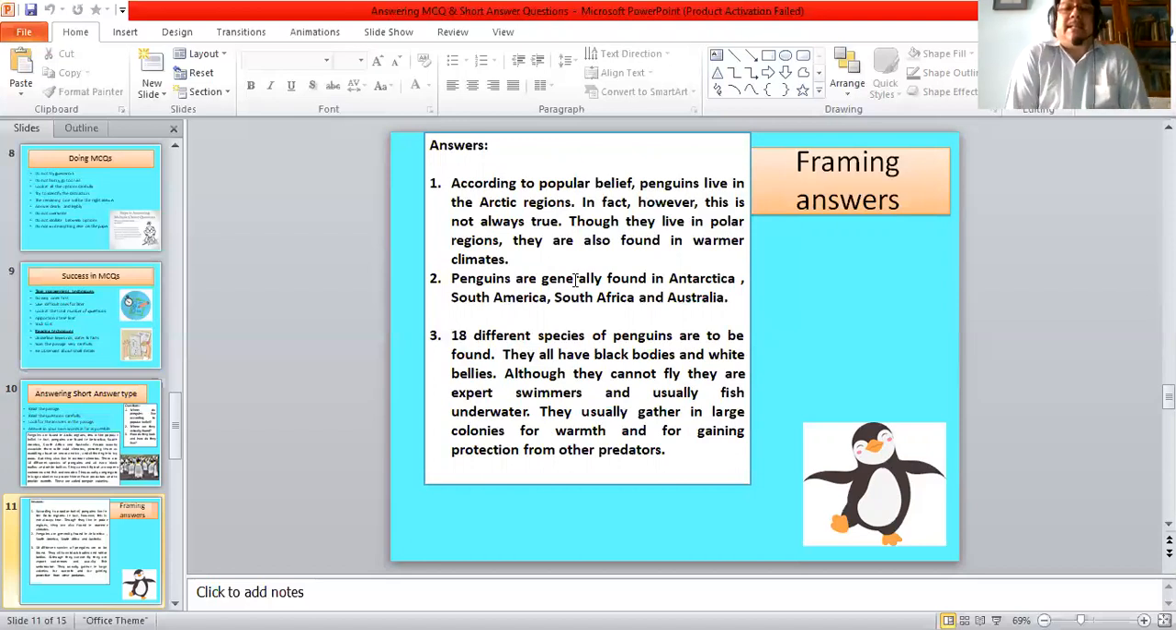Now, the third question. 18 different species of penguins are to be found. They all have black bodies and white bellies. Although they cannot fly, they are expert swimmers and usually fish underwater. They usually gather in large colonies for warmth and for gaining protection from other predators, and these colonies are known as penguin colonies. Okay, so far we have got satisfactory information from these short answer type questions, which are based on the passage.